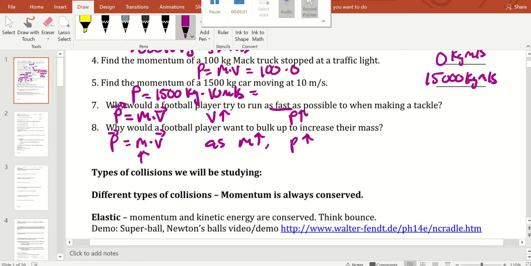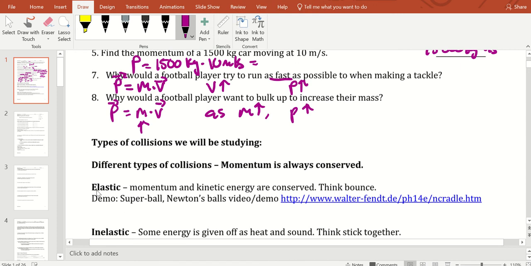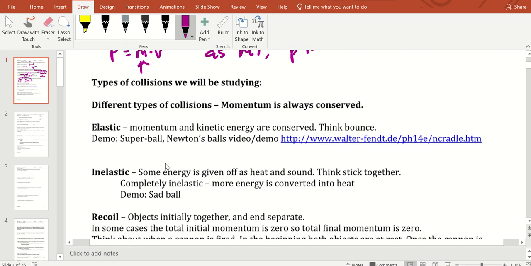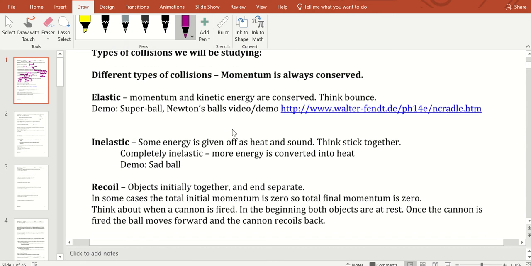In this unit, as I said, one of the main applications of momentum is going to be collisions. So momentum is always conserved. That means that the momentum before the collision is going to equal the momentum after the collision. The three types of collisions that we're going to talk about are elastic. So think about an object running into another object. They're separate, and then afterward, they're also separate.